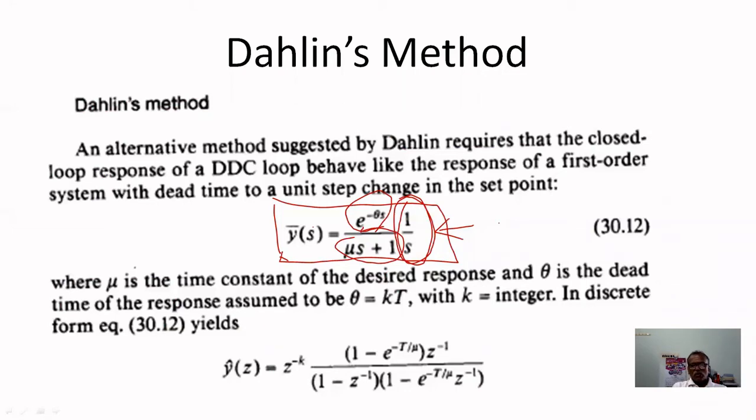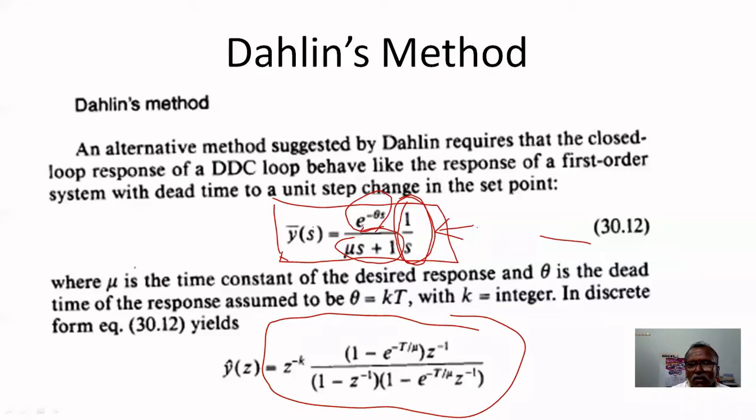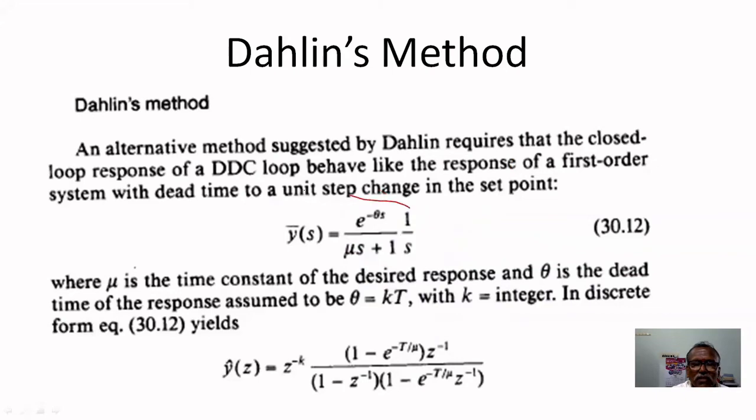So if you obtain the step response for this, what will you get? You will get this. You can write it like this. If you write the same in terms of the time constant, you will get it like this.